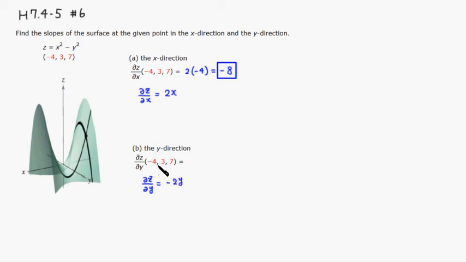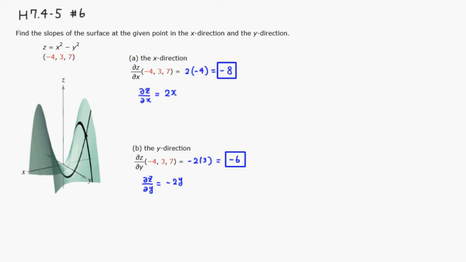All right. Then all you really have to do is plug in y equals 3, because y is the only one that's involved in the formula. So it's going to be -2 times 3. That will be -6. Right? So that is the slope in the y direction at the given point.